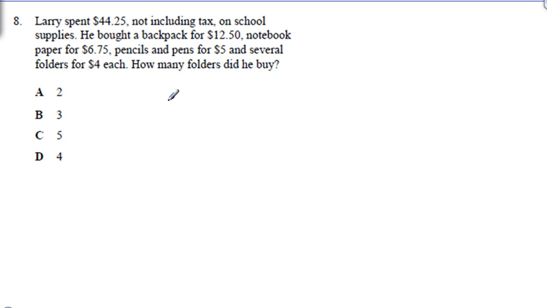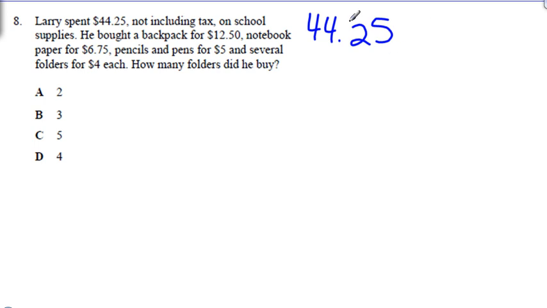Alright, number 3. Larry spent 44, whatever, school supplies, backpack, and all that. Alright, how many folders did he buy? So we kind of have to work a little bit backwards here. So he spent $44.25. That's how much money he spent. So we got to figure out, where did that money come from?